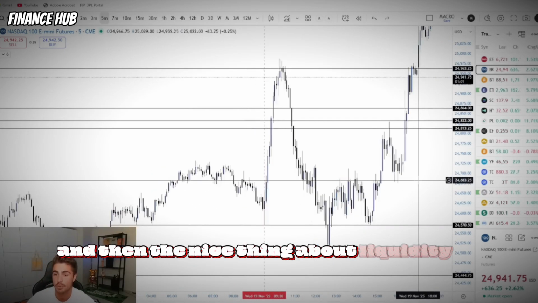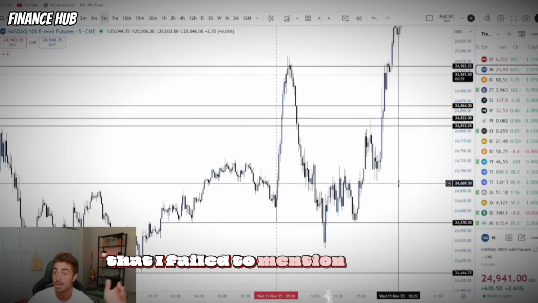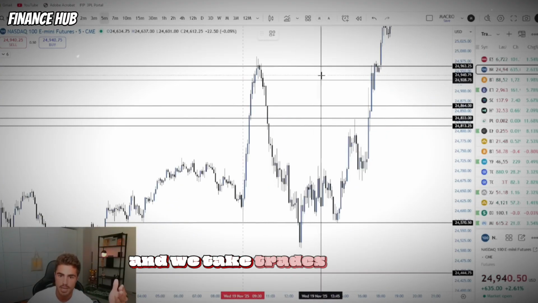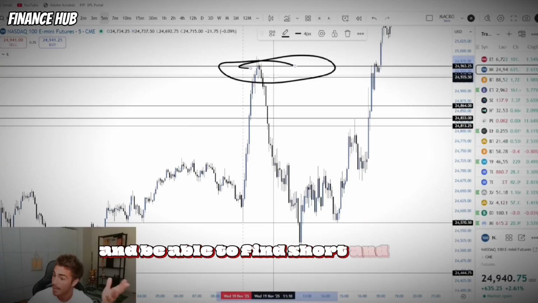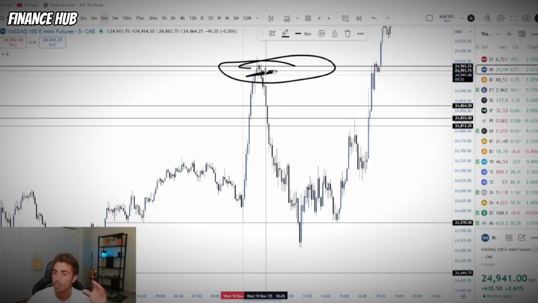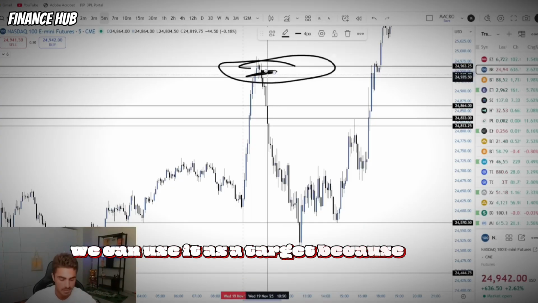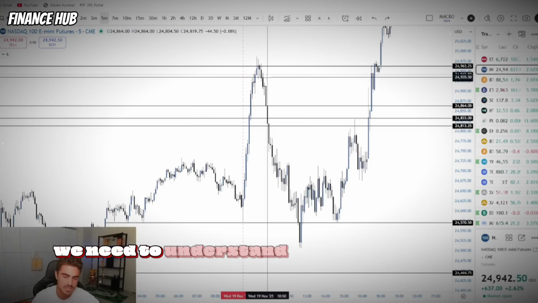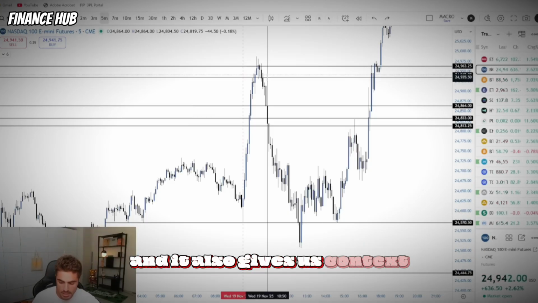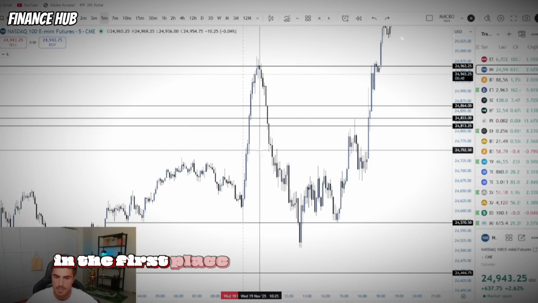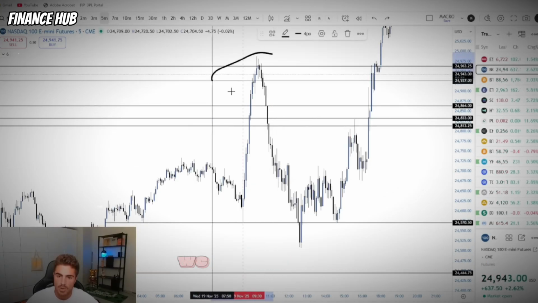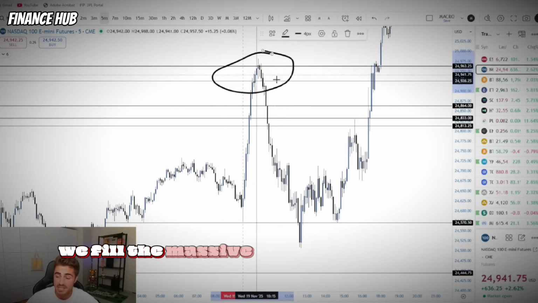And then the nice thing about liquidity as well that I failed to mention, not only can we take trades off of it and be able to find short and long positions up here, we can use it as a target, because think about it. Again, we need to understand these confluences to have the confidence to be able to take these trades, and it also gives us context for why price is even moving in the first place. Price comes up. Awesome. We fill sell orders. We fill the massive amount of sell orders.